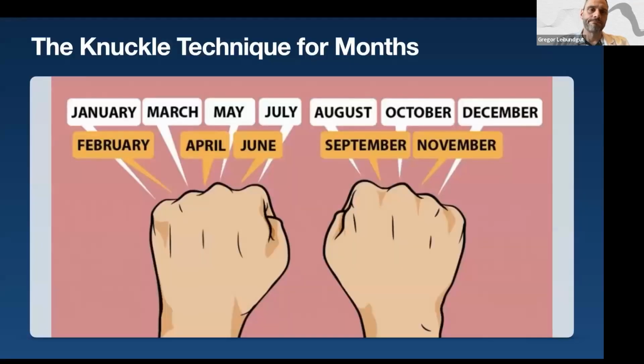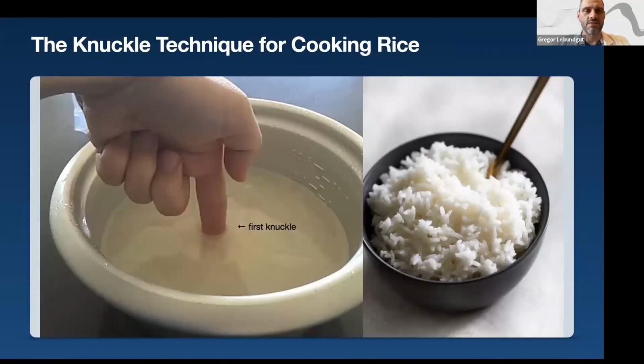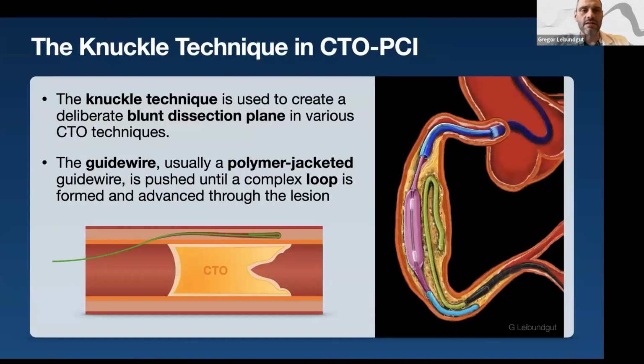So looking for knuckling techniques, first of all, this is one that I use almost every month because I can still not remember which month has 30 and which one has 31 days. That's not the knuckling technique that I'm talking about today. Also not this one, which is maybe more Japanese knuckle technique. It shows you how much water you have to add to the rice in order to cook it nice and soft. But what I'm talking about today is the knuckle technique in CTO PCI.